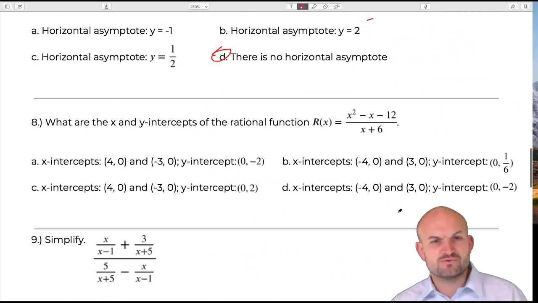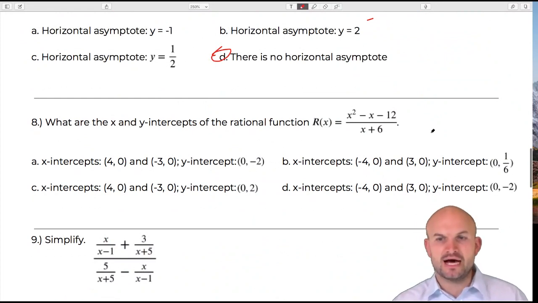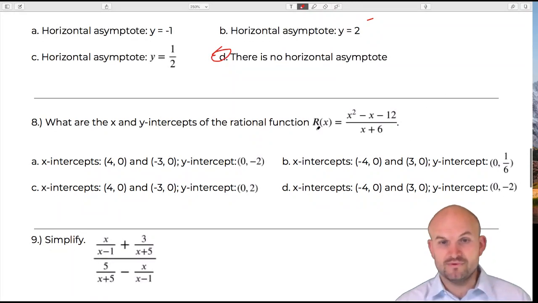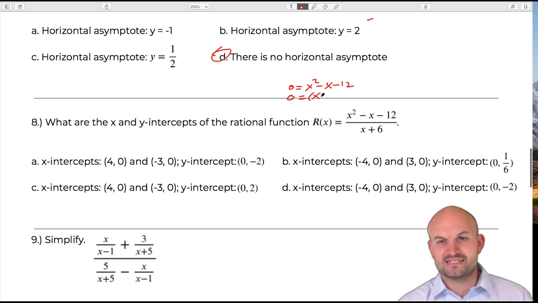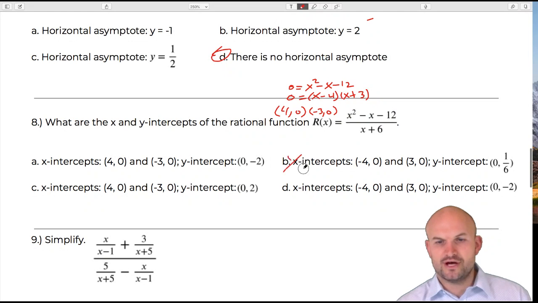The next one is, what are the x and the y intercepts? Remember, to find the x intercepts, you're basically just setting the numerator equal to 0. And so therefore, let's say 0 equals x squared minus x minus 12. Factor that. This one would be x minus 4 times x plus 3. So therefore, we have 4 comma 0 and negative 3 comma 0. So either going to be A or C.